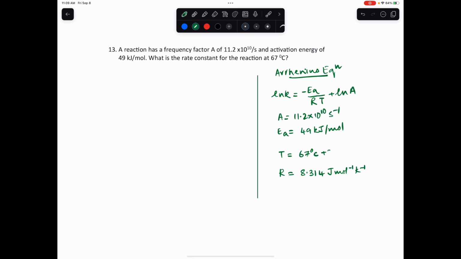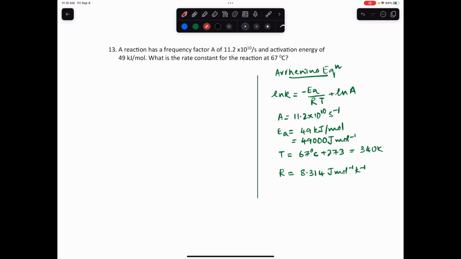So we add 273 to this, and that gives us 340 Kelvin. And another thing: since R has joules in it, we have to convert kilojoules in the activation energy to joules as well, which means we multiply the 49 by 1,000. So the activation energy we'll use is 49,000 joules per mole, which we can write as joules mole inverse.